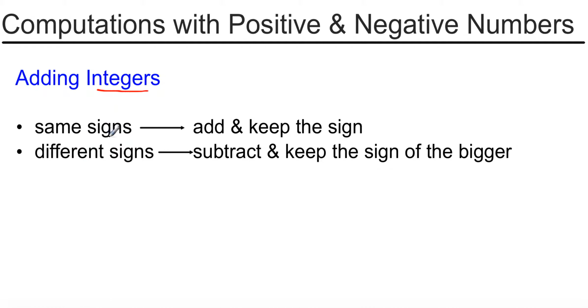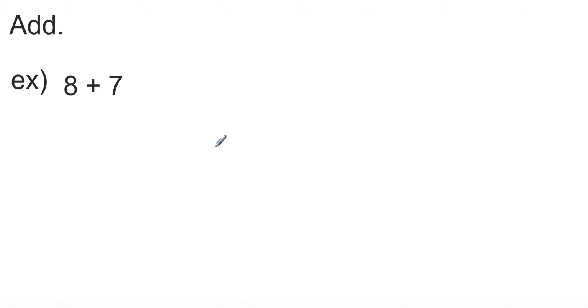If your signs are the same, you're simply going to add and keep the sign. If the signs are different, then you're going to subtract and keep the sign of the bigger. Now, of course, you can definitely use your calculator on the ACT, and I would strongly encourage you to do so since it is a timed test, but we do need to know these integer rules. So let's take a look at our first example.